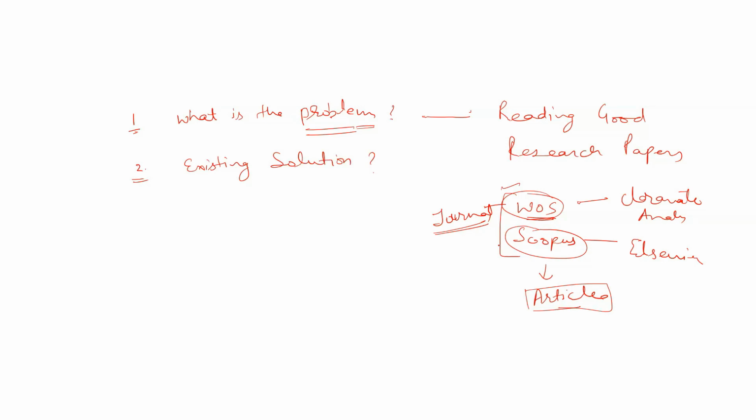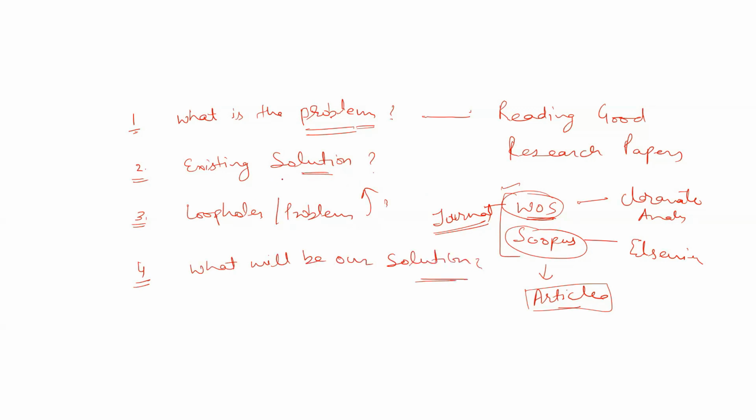Definitely, the problem we identified may have many solutions. So we must be interested in existing solutions. What are the existing solutions? Then we will identify the loopholes, or we can say the problems, in those systems. And finally, we will see what our solution will be, one that overcomes the problems of existing systems, thereby solving this problem. So our target is to solve the problem.